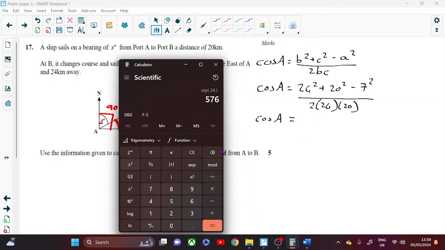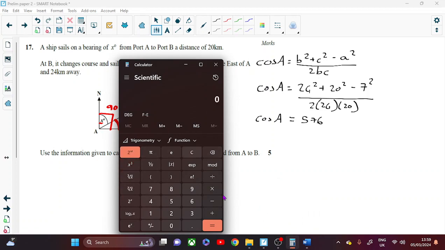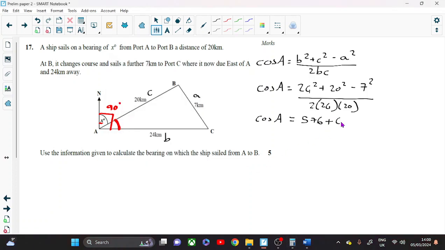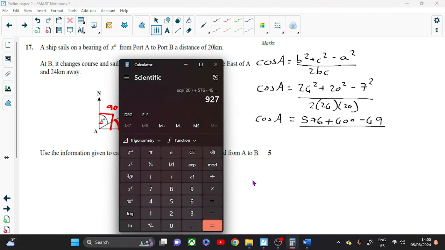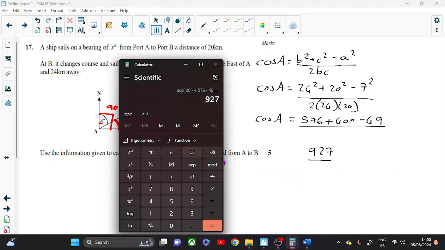So 24 squared, 576. 20 squared, 400, and minus 7 squared, 49. So 576 plus 400 minus 49 is 927, and we've got 2 times 24 times 20, which is 960. There we go.